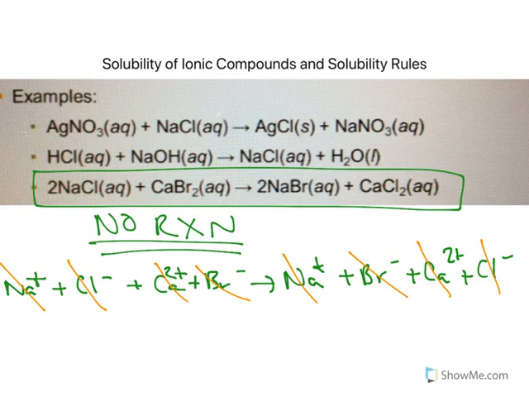So the question is, how do we know? How do we know which of these things is going to happen? How do we know which of our ionic compounds are going to form an attraction that creates a precipitate and falls out of solution, and which ones are not going to form a precipitate and are going to stay aqueous? How do we know? Well, the answer is we don't exactly.